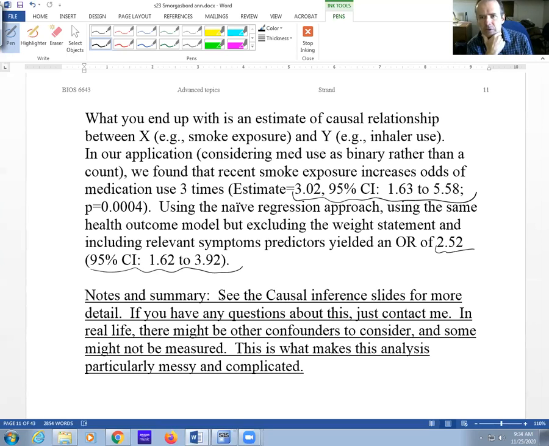other direction. So you can see that by including symptoms in the model, that does help get a closer estimate. But assuming that this is the right estimate here at the 3, then we're still a little bit lower if we use the standard regression approach. Any questions on that?